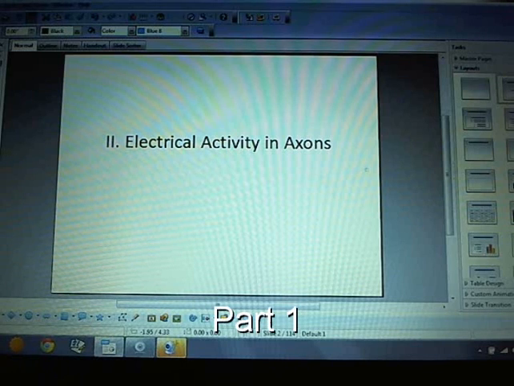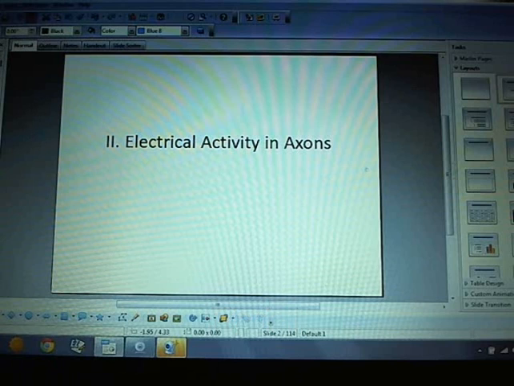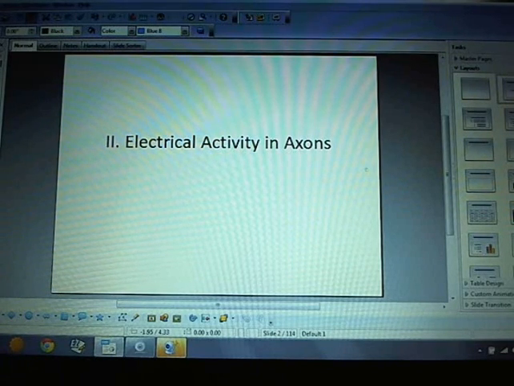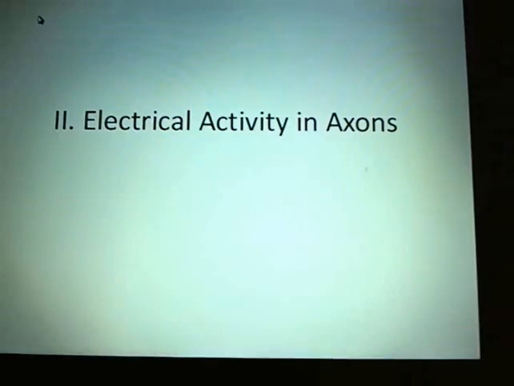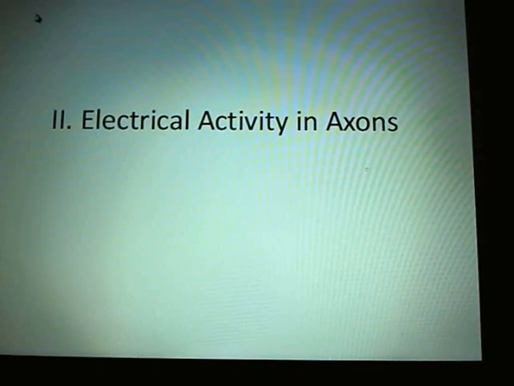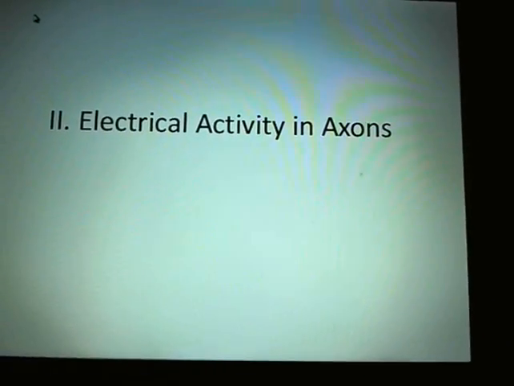Start with Chapter 7, reflex arcs and the use of the computer to demonstrate neuron function. Going back for a little bit of review, the electrical activity in the neurons. Let me see if I can get this slideshow to come up a little bit better here. Electrical activity in the axons.